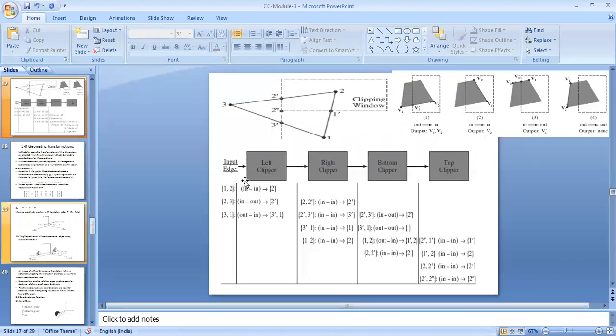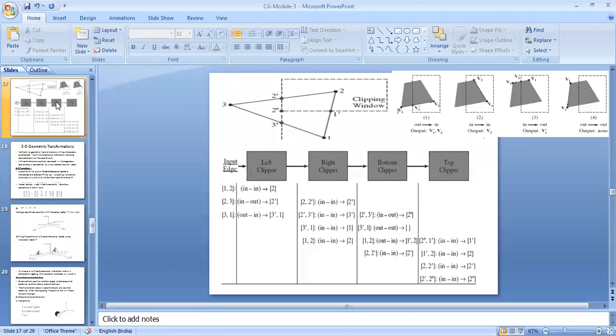I won't consider any other clippers. When I'm considering a single clipper, the left clipper, if I'm considering only the left side, I will be checking only that. The right side, top, bottom doesn't come into consideration. Fine, right? This is about Sutherland Hodgman polygon clipping. So if you are clear with this, I will share the slides of the third module. And I will be giving you an example object, that is the star, to solve.